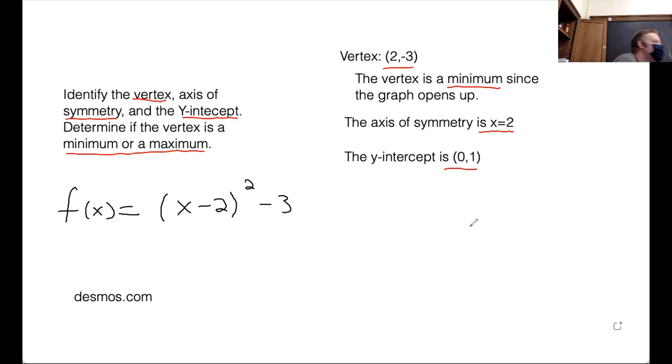So like I said, these 4 things are going to be the 4 things that we're finding on just about every problem in this unit here. Questions on how I found these, questions on what I was doing?